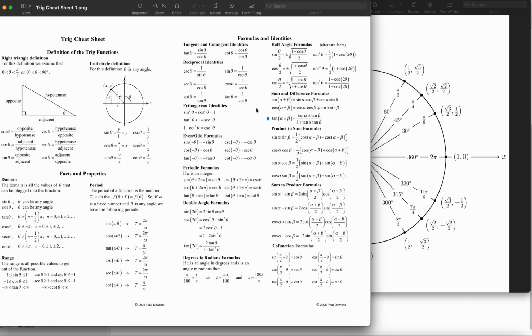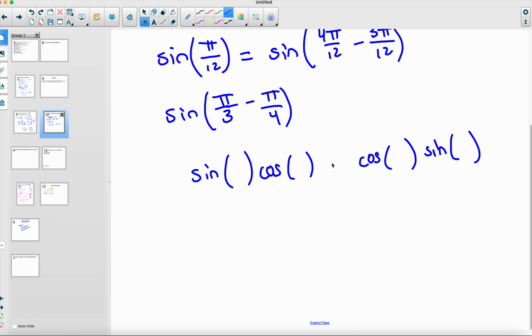But if I have a difference here for sine, then I have a difference overall here. Ugh, why does that happen?